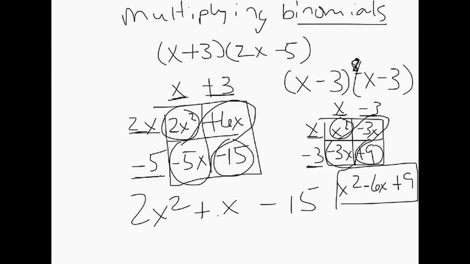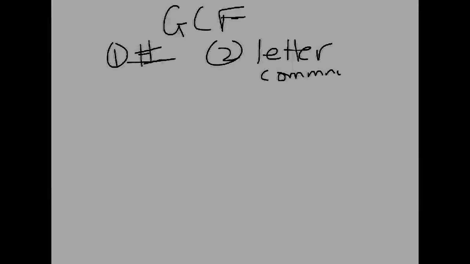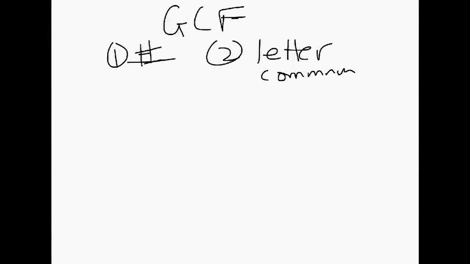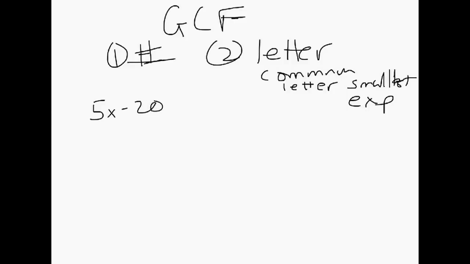Okay. Alright, the next one is GCF. So GCFs, you have two parts. You've got to figure out the number GCF, and you have to figure out the letter GCF. The number part, we're going to pull the biggest number that will divide evenly into all of them. Letter, we're going to do common letter and then smallest exponent.